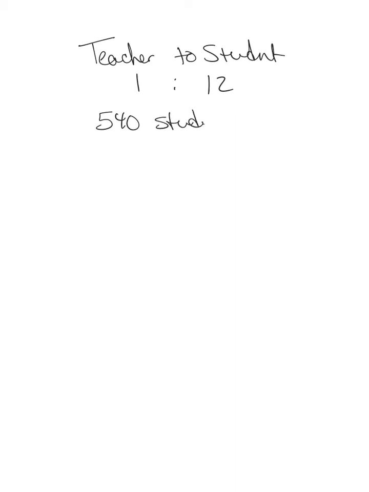Just review from class. The definition of a ratio is comparing two quantities. The definition of a proportion is when you set two ratios equal to one another. And in class, we did an example like a teacher to student ratio of 1 to 12, right? And we asked if we had 540 students, how many teachers?